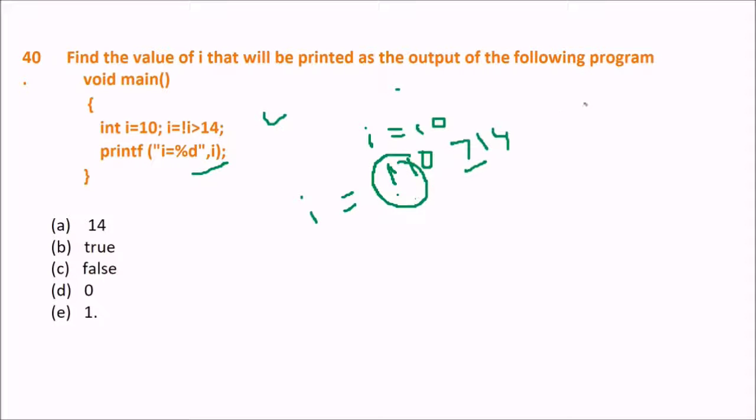Not of i. What is i? That is 10. So not of 10 is what? 0. And this is 14. So this is 0. Is 0 greater than 14? No. So the answer will be false, that is, not false but 0. These conditional operators give either 0 or 1 as a result. So the answer would be D, 0.